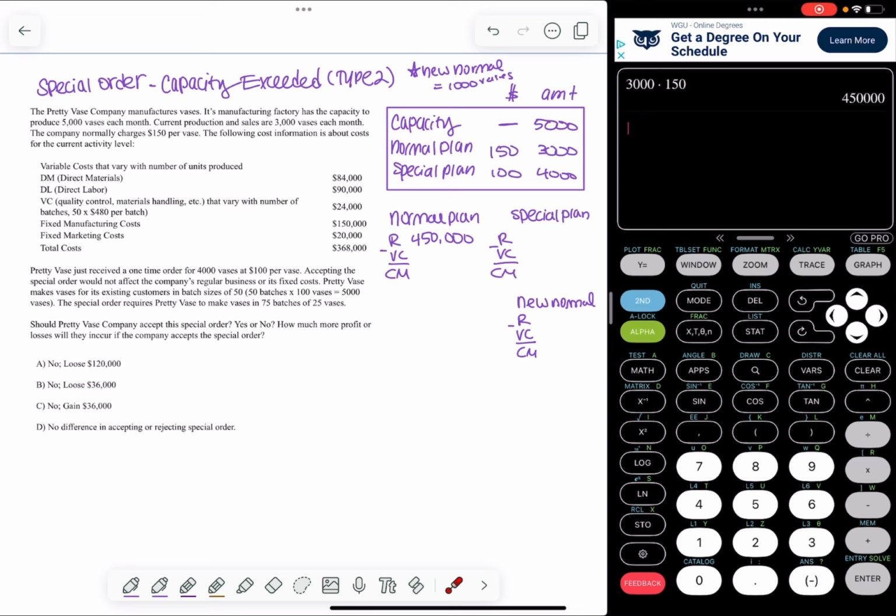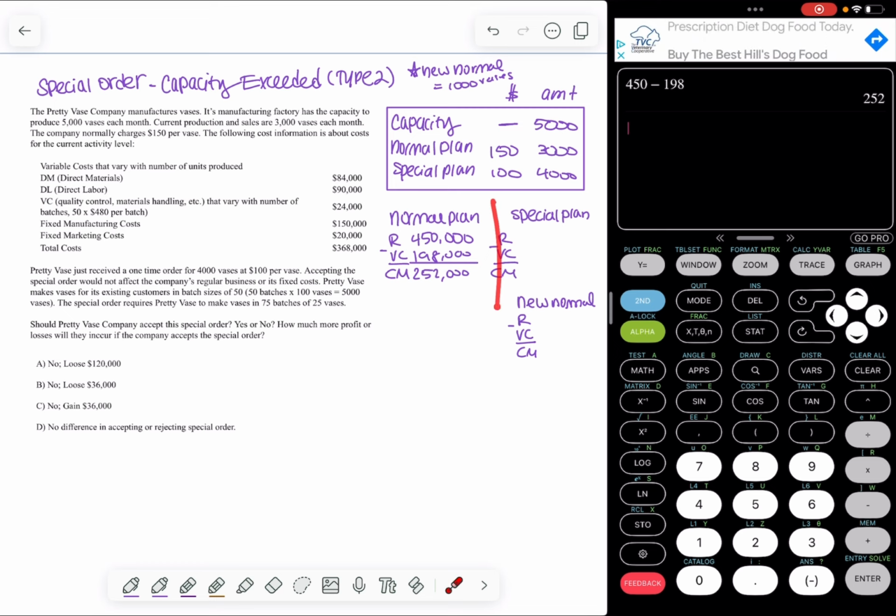And then our variable costs, if you look at over here, are costs that vary with the number of units produced. The information that they give you, unless otherwise stated, is based on your normal activities. So this is based on the normal amount of units that we produce, which is 3,000. We know variable costs are direct materials, direct labor, and then obviously other variable costs. So the sum of these three numbers is going to be 198,000. And if we take the difference between those, that's going to be 252,000.